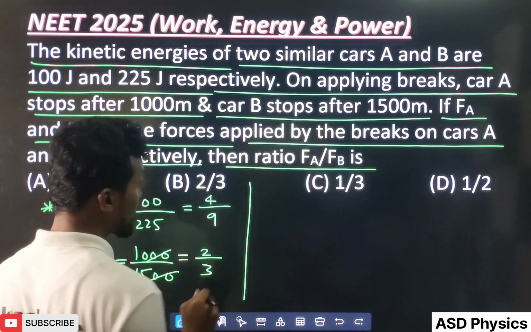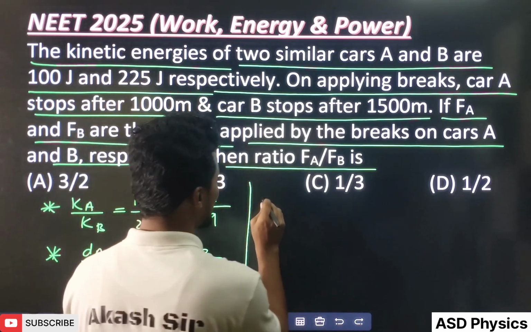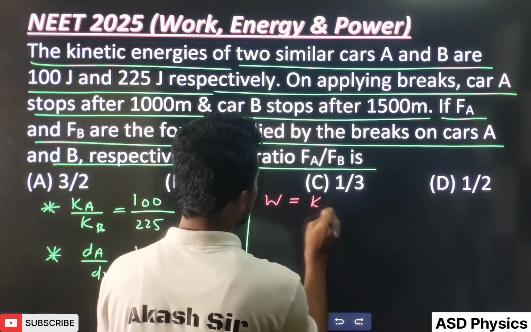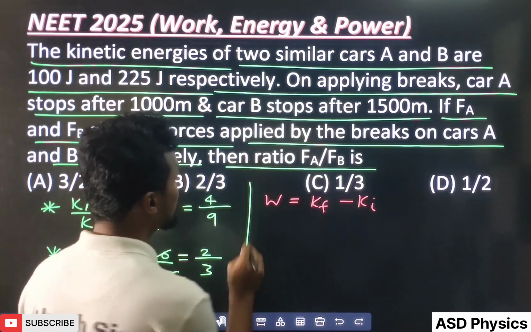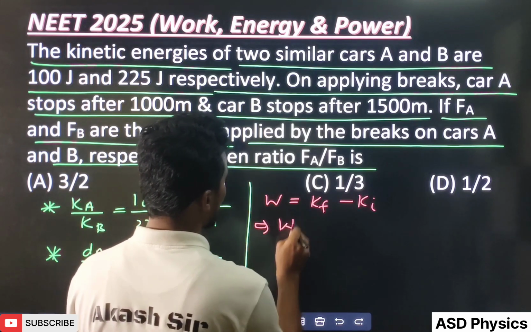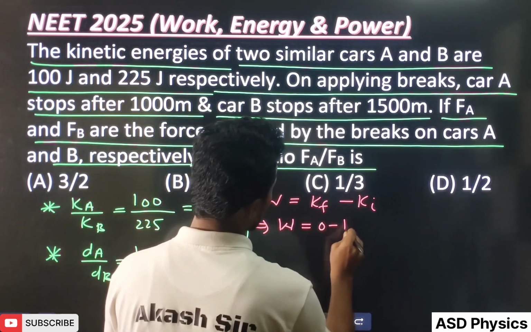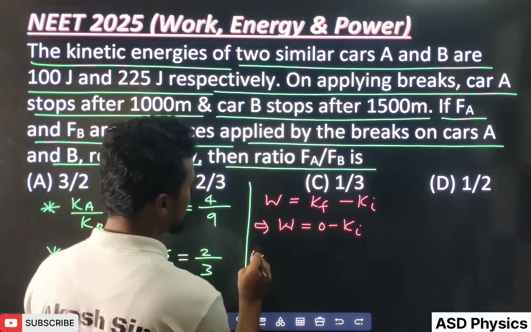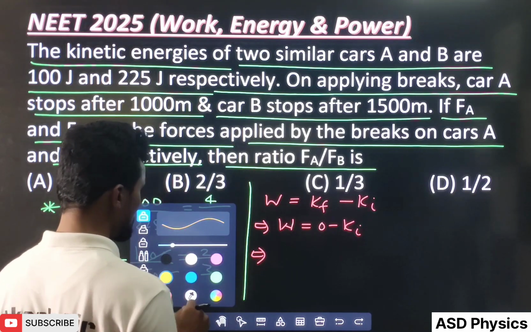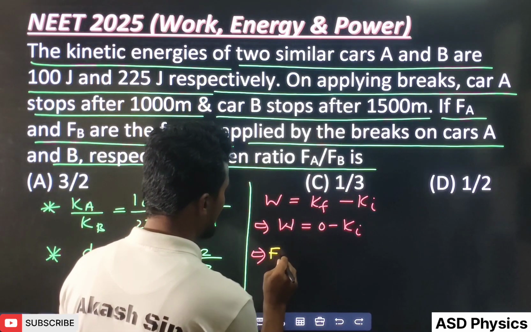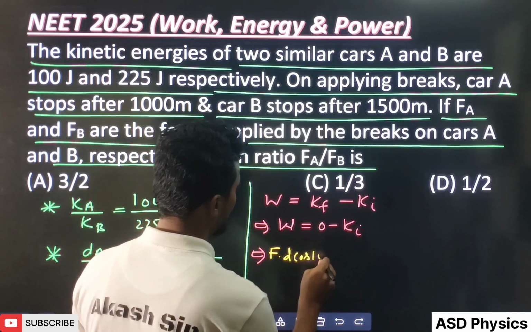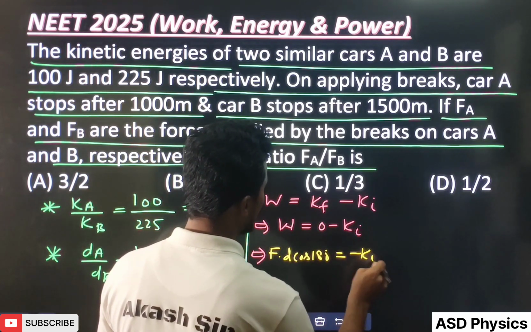Now after that, what will we use for this question? Work energy theorem. Okay. So the work energy theorem tells that work equals final kinetic energy minus initial kinetic energy, and this is going to stop. That means the final is 0 minus Ki. Now work will be positive or negative, students? Anyhow, the work will be negative because it is going to stop. So work means F d cos 180, force and displacement in opposite direction, minus Ki.